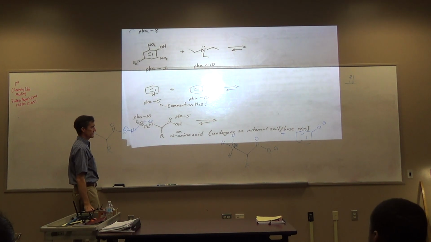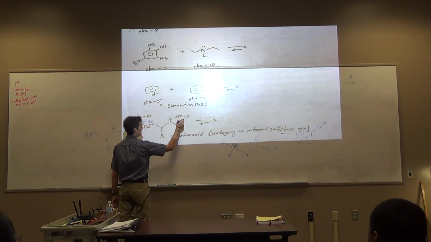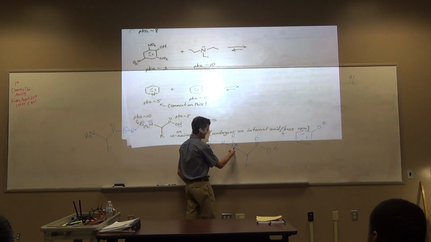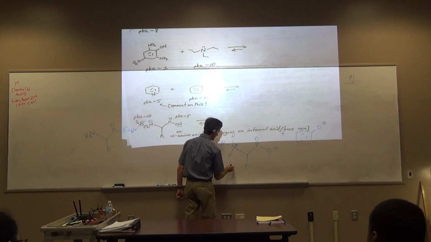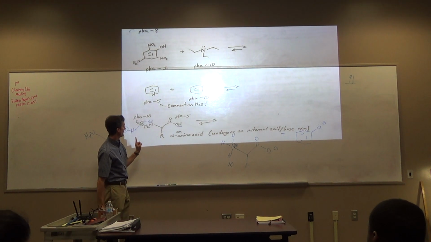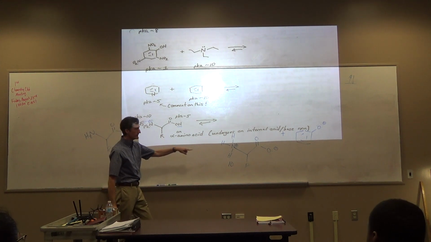Which side is favored? What's the acid over here? Right there, 5. What's the acid over here? The thing that has the H. That. What's its pKa? 10. Which side's favored? 5 or 10? 10. 10 is favored.